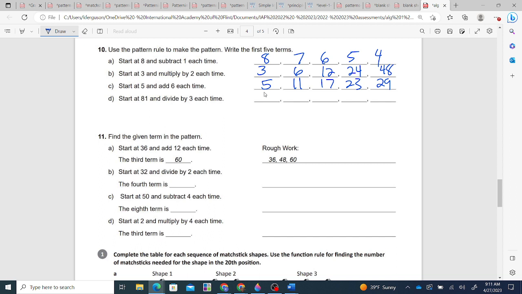And finally, I'm going to start with 81, and I'm going to divide by 3 each time. So 81 divided by 3 is what? It's 27. Then I got 27 divided by 3, which is what? 9. And then I've got 9 divided by 3, which is what? And then I've got 3 divided by 3, 1. So anybody have any questions on that? All right.